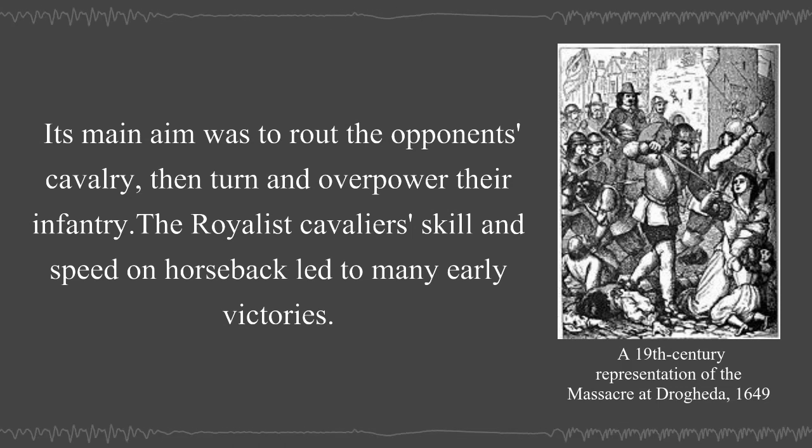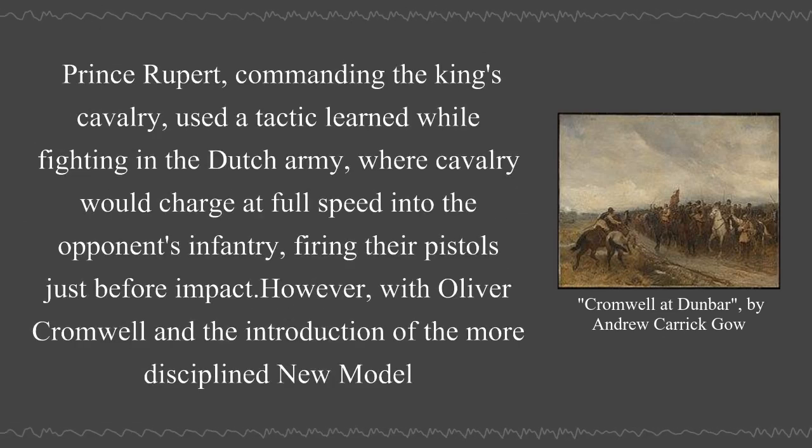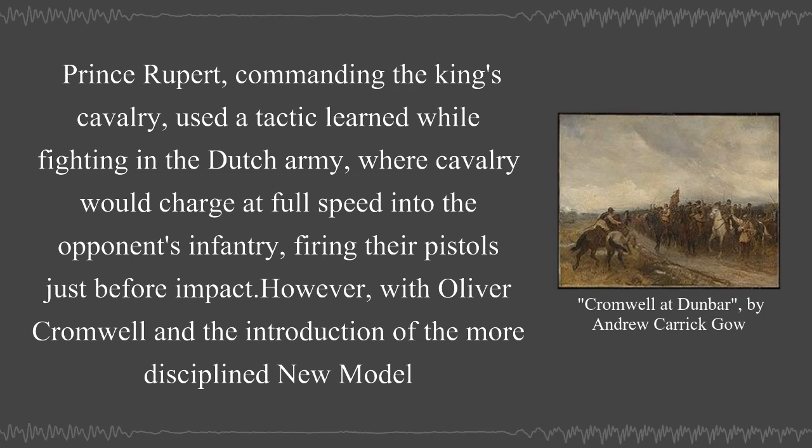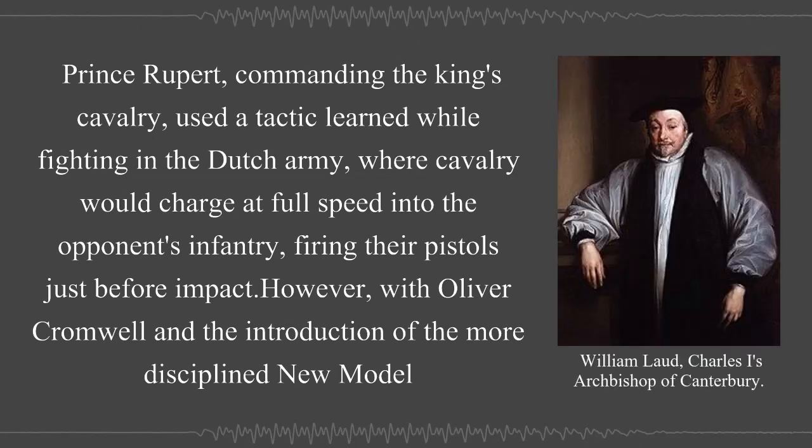then turn and overpower their infantry. The Royalist cavaliers' skill and speed on horseback led to many early victories. Prince Rupert, commanding the king's cavalry, used a tactic learned while fighting in the Dutch army, where cavalry would charge at full speed into the opponent's infantry, firing their pistols just before impact.